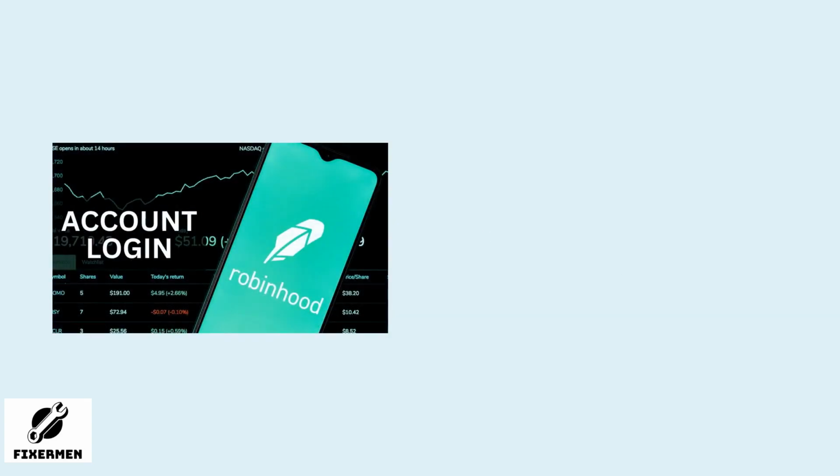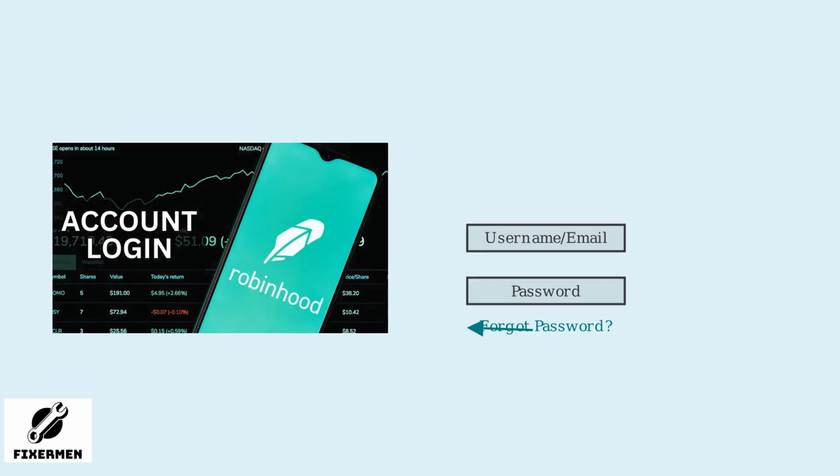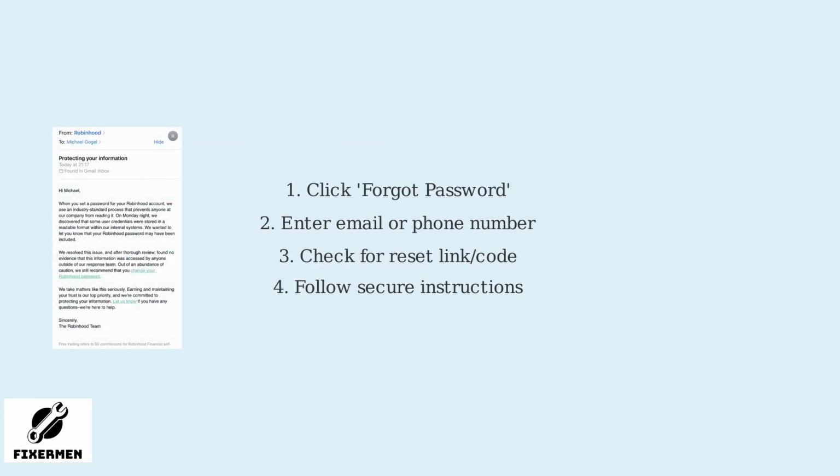If you suspect your password might be incorrect or compromised, start by accessing the Robinhood login screen. Look for the Forgot Password option, usually located below the login fields. Click on Forgot Password to initiate the reset process. Robinhood will send reset instructions to your registered email address or phone number.